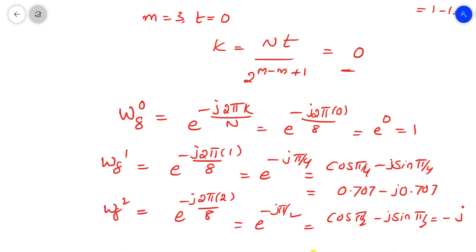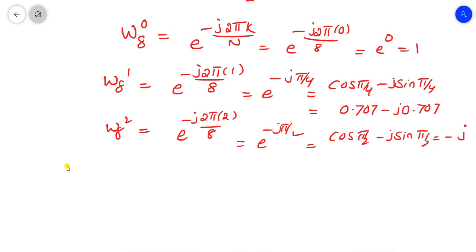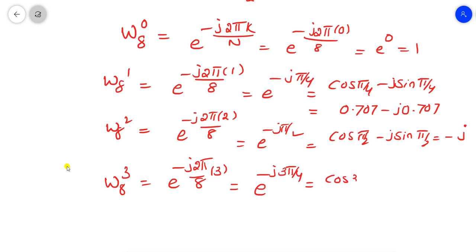And the last twiddle factor is W8 to the power of 3. W8 to the power of 3 is equal to e to the power of minus j 2 pi by 8 into 3, so it is equal to e to the power of minus j 3 pi by 4, that is equal to cos 3 pi by 4 minus j sin 3 pi by 4. So its value is equal to minus 0.707 minus j into 0.707. So these are the twiddle factors.